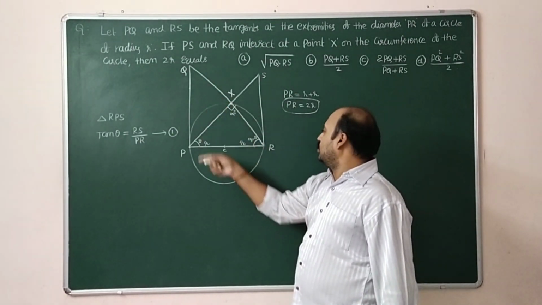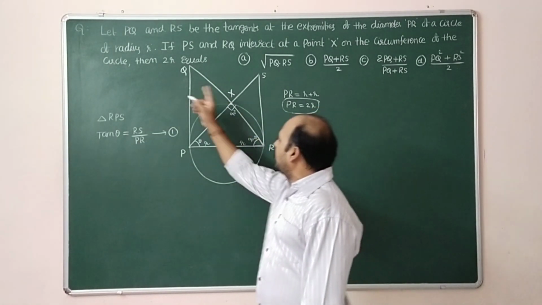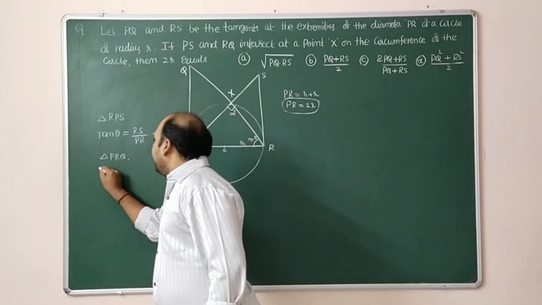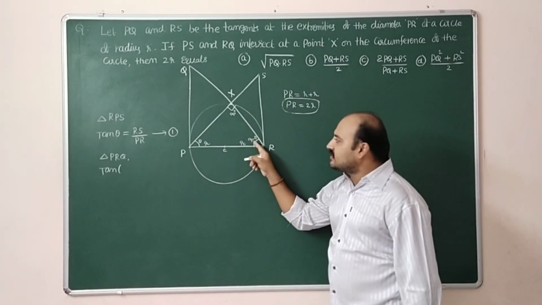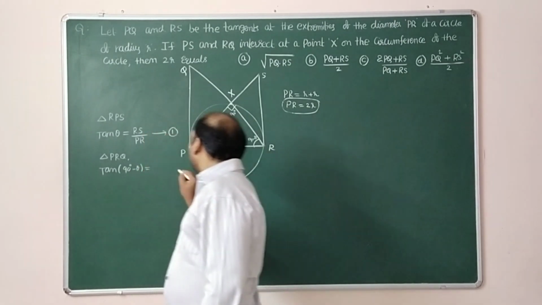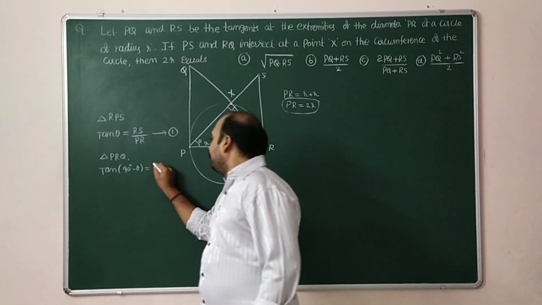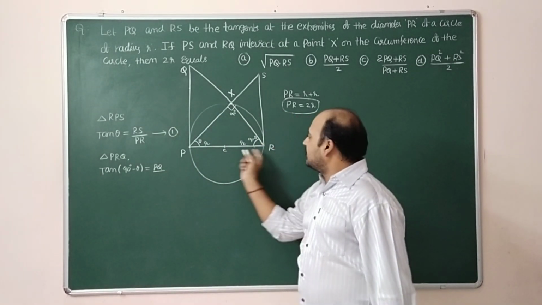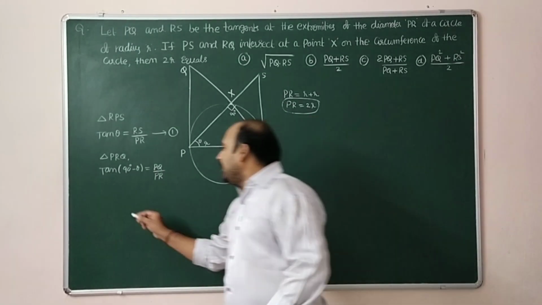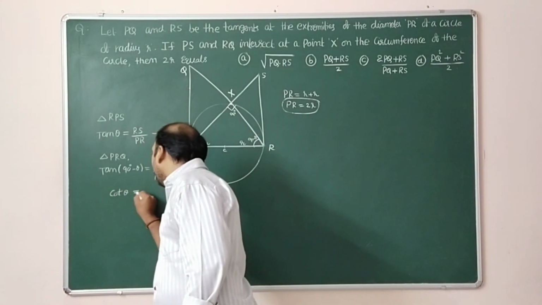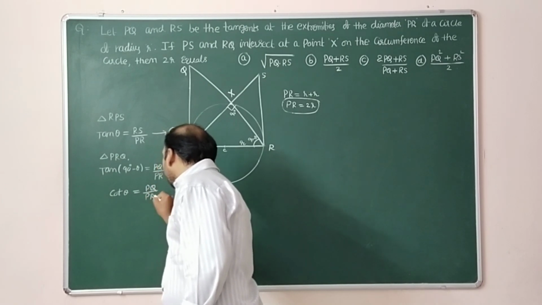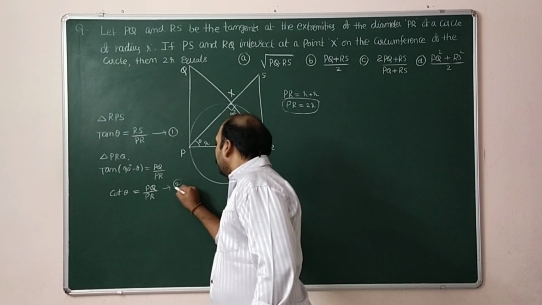You consider this triangle also, PRQ. From triangle PRQ, tan of, in place of theta, what value is there here? 90 minus theta. Tan of 90 minus theta equal to opposite side PQ divided by adjacent side PR. Tan of 90 minus theta is cot theta. So cot theta is equal to PQ divided by PR. You put that as equation number 2.